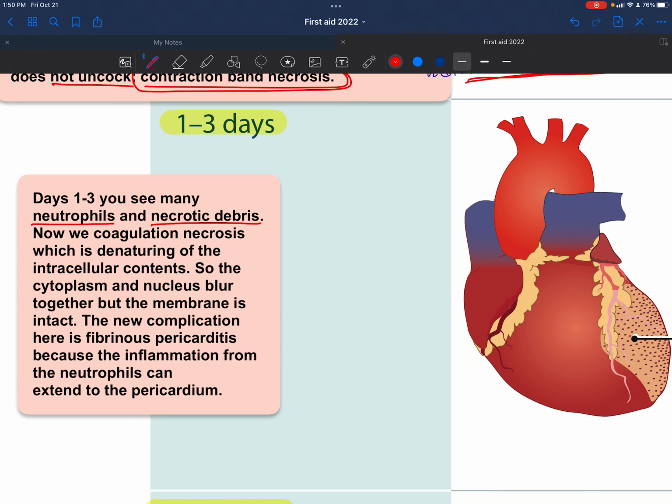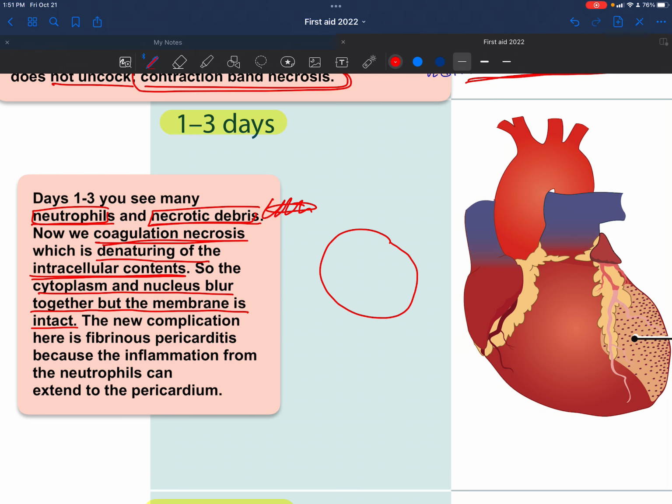So from day 1 to 3, we see many neutrophils and necrotic debris. That's the inflammatory part, and the necrotic debris is because the myocyte is just degrading and dying. Now, the coagulation necrosis that we talked about is denaturing the intracellular contents. The intracellular contents are just disrupted, so the cytoplasm and nucleus blur together, but the membrane is intact.